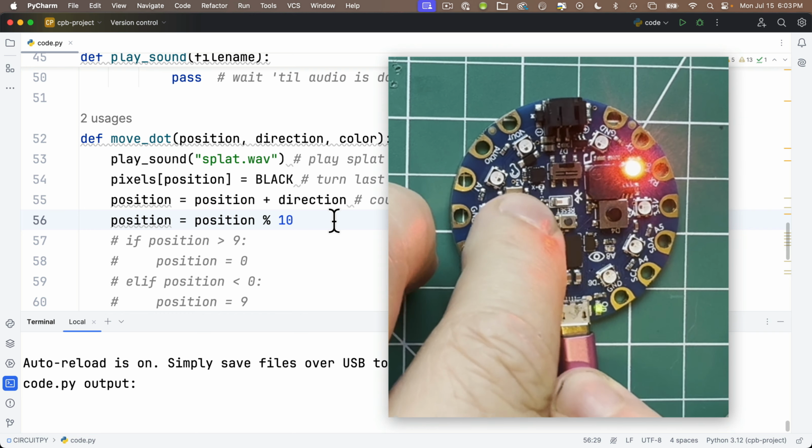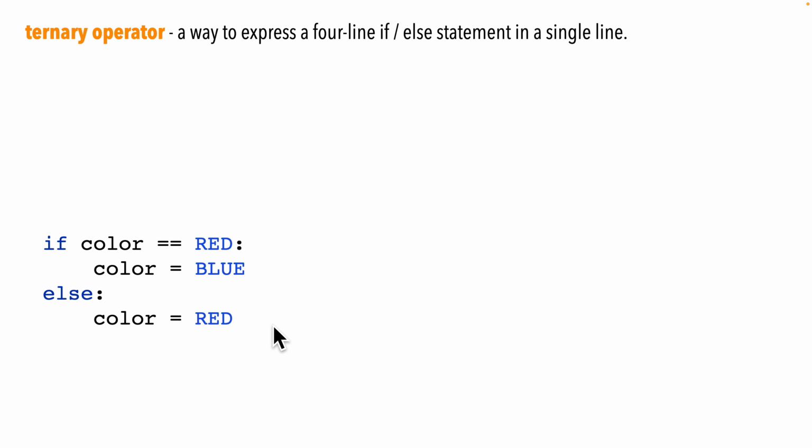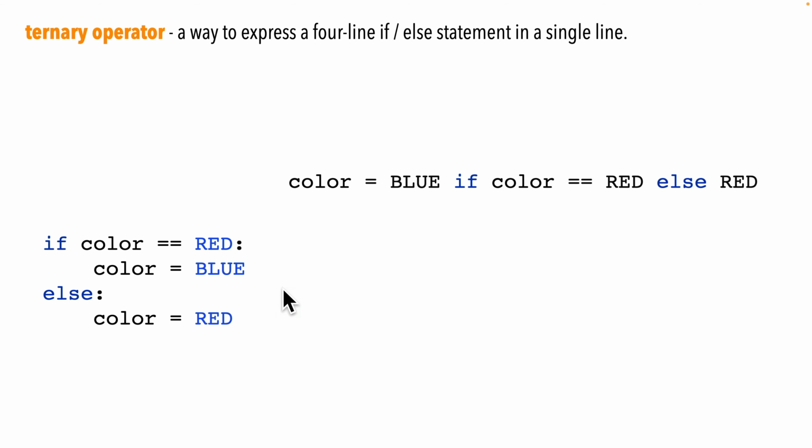If the color equals red, set it to blue, else set the color to red. Well, the ternary operator lets us take a 4-line if-else statement, not an elif like we were using, just if-else, and bake it down into 1 line. So here's a comparable statement that does the same thing as this block of code, but in a single line.